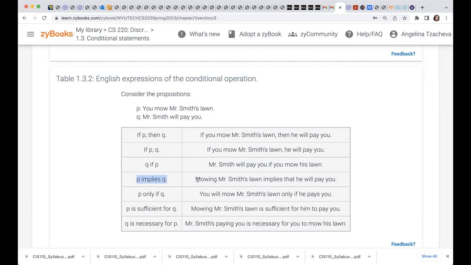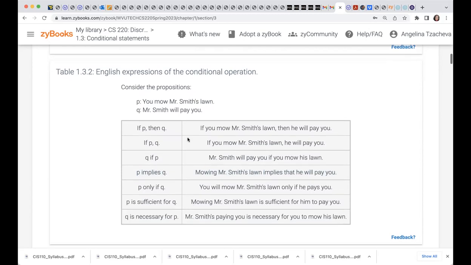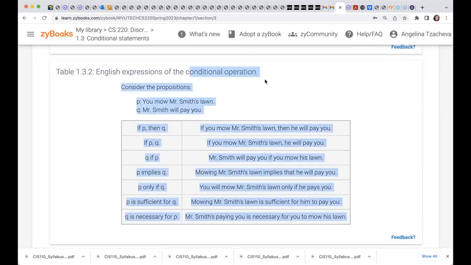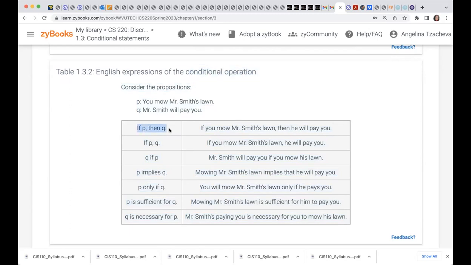P implies Q. Mowing Mr. Smith's lawn implies that he will pay you. So there are a couple of other conditional operations. So we have the if and then statement. We have if and only if. We have implies. So let's say you will mow Mr. Smith's lawn if and only if he pays you.